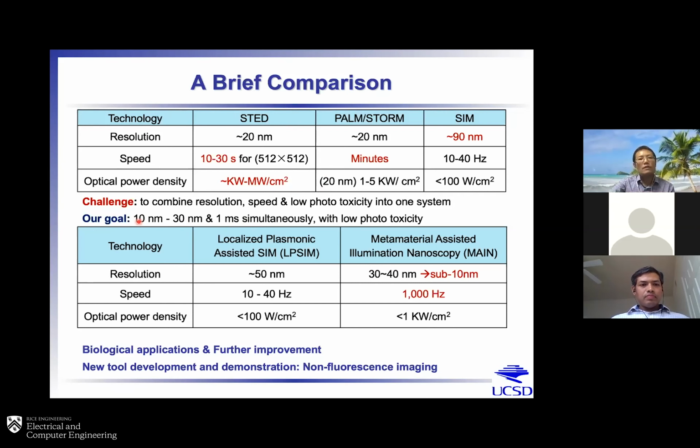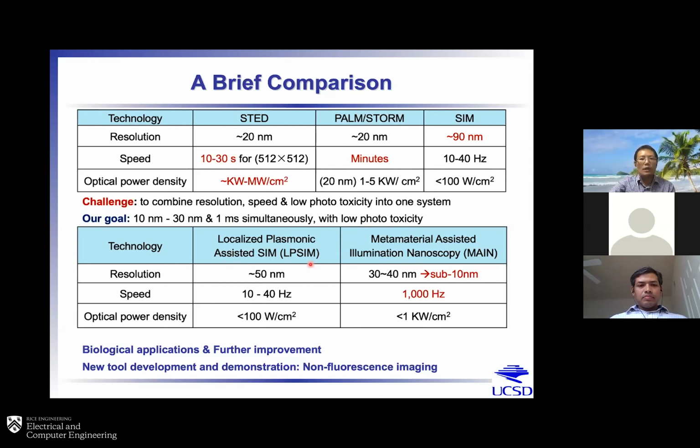We try to achieve maybe 10 to 30 nanometer resolution, ideally bringing this down to 10 nanometer. I will tell you later how we can bring this whole thing beyond the 10 nanometer level. And then you want 1 millisecond exposure time, or frame speed, and also low phototoxicity. So the few technologies I'm going to talk about, developed by our group, are LP-SIM, the localized plasmonic assisted SIM, and also metamaterial assisted illumination nanoscopy, which we call MAIN.